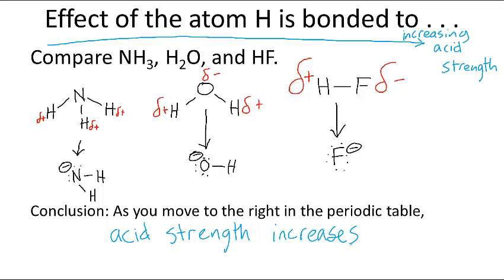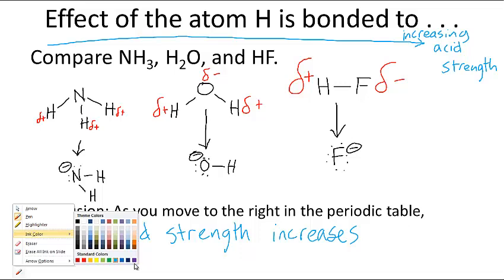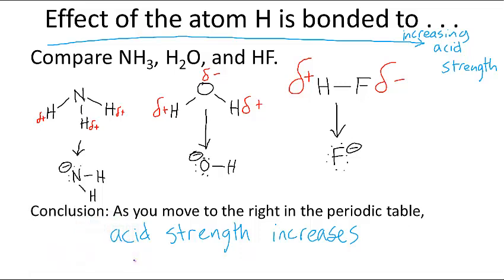Just to give you numbers to go along with these, I said we use Ka as our measure of acid strength. For NH3, Ka is about 10 to the negative 35. For H2O, Ka is 10 to the negative 14. And for HF, Ka is on the order of 10 to the negative 4. So you can see there's a big jump in acid strength for each of those. Many orders of magnitude.